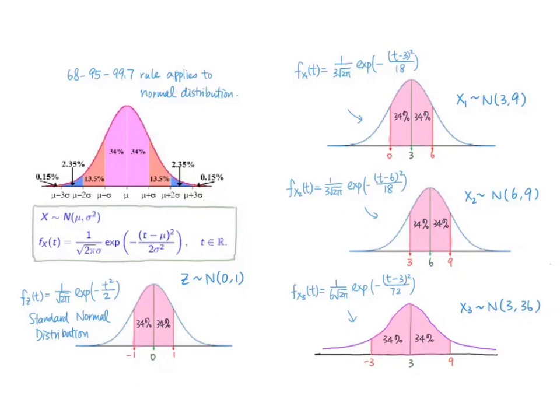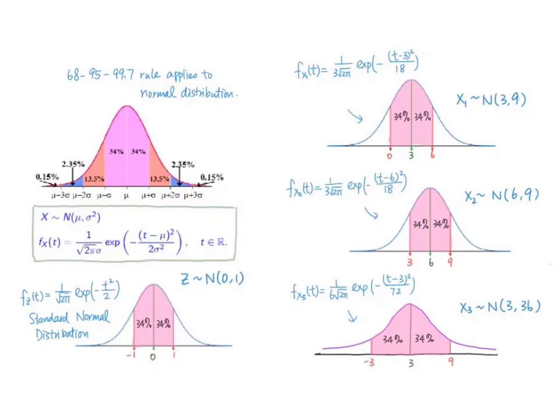The third diagram here illustrates the random variable X3 which follows the normal distribution with mean mu equals 3 and the variance equals 36, which is 6 squared. It is centered at the same location as the first diagram, but it has a lower peak and more area at both tails of this probability density function than the first and the second diagram with variance equals 9. But the total area under the curve is still equal to 1.